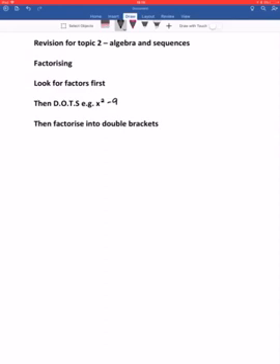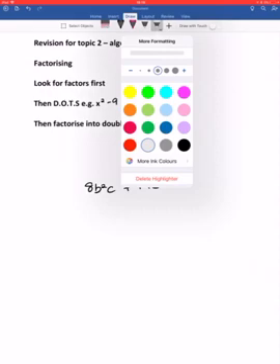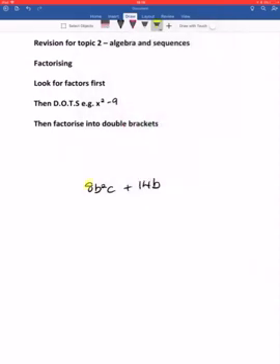So, if I had something like 8b squared c plus 14b, I'd look, first of all, at my numbers, and I'm looking for the highest common factor of 8 and 14, and that's 2. I'll open my brackets. Then I look at my next thing. I've got a b squared and a b, so the highest factor I can take out is a b, and I can't do anything with the c because it doesn't appear in both terms.